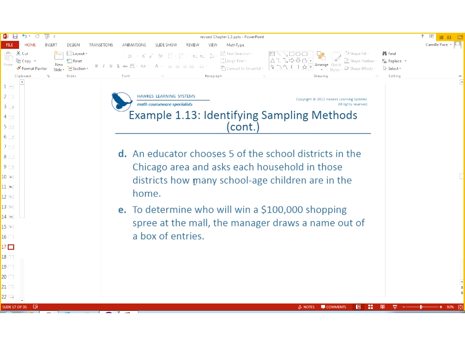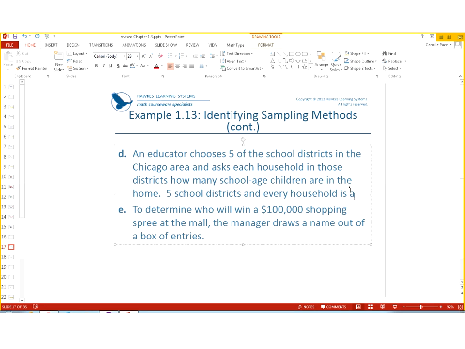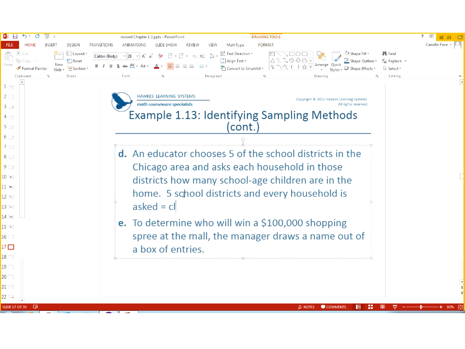Oh, here's more. Okay. An educator chooses 5 of the school districts in the Chicago area and asks each household in these districts how many school-age children are in the home. Okay, that's really easy because we have 5 school districts and every household is asked. So this is cluster.